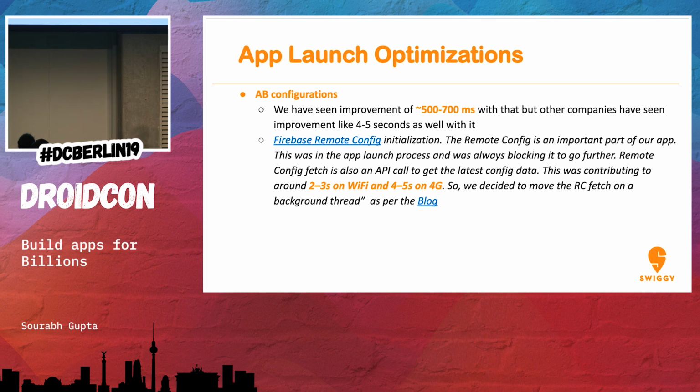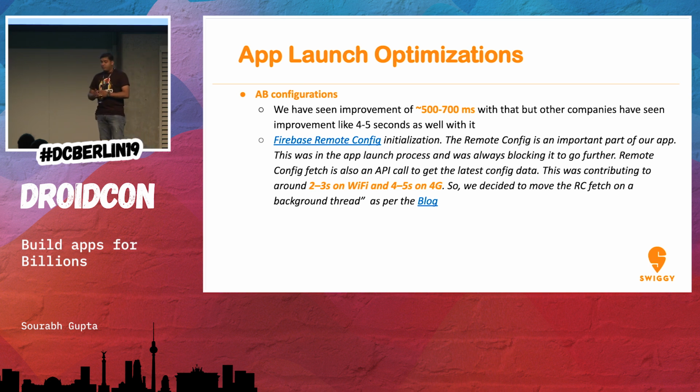AB configurations. All the apps are using AB, and we need AB for our app and for all the pages. One of the things that we figured out is that we were making a blocking call for the AB, and without the AB call, we were not letting the user go to the home page. Do we really need the AB call for the user to see the data? No. We can make the call in the background, get the data, and apply it the next time the user comes to the home page. We made the changes. We have seen an improvement of like 500 to 700 milliseconds.